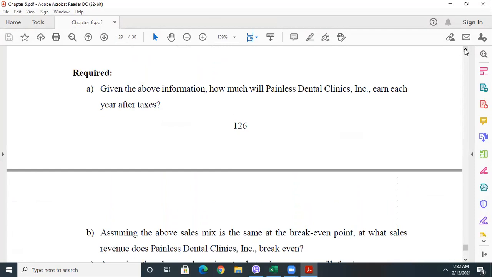Yes. Try out part B. Assuming the above sales mix is the same at the break-even point, at what sales revenue does Painless Dental Clinic break even?